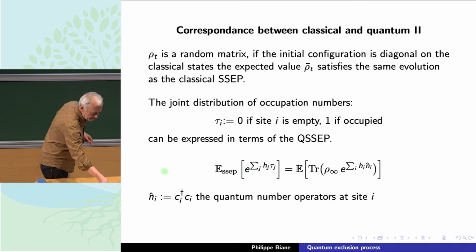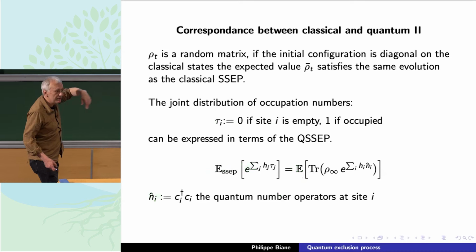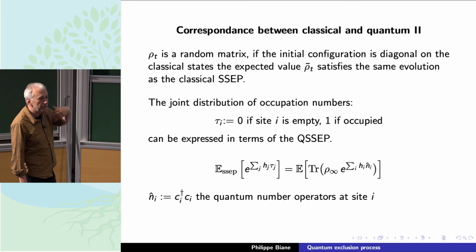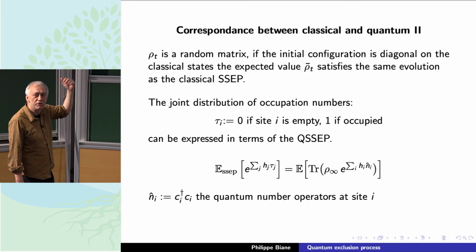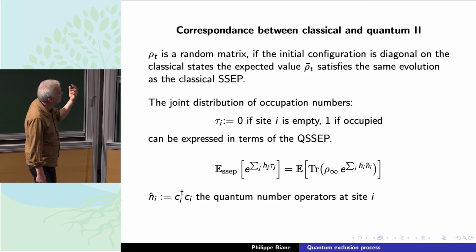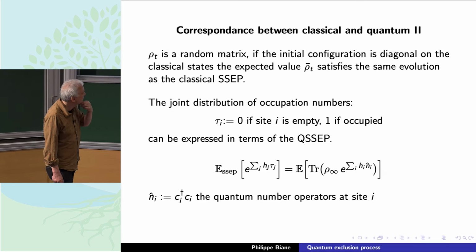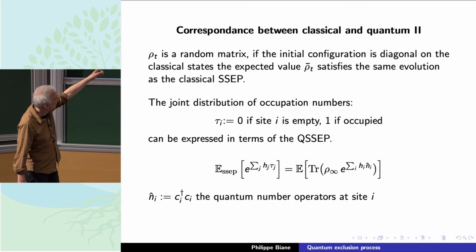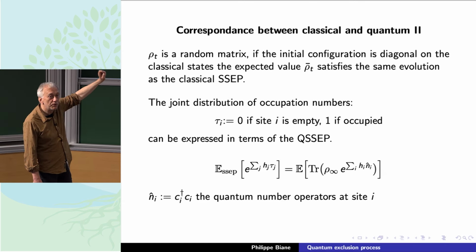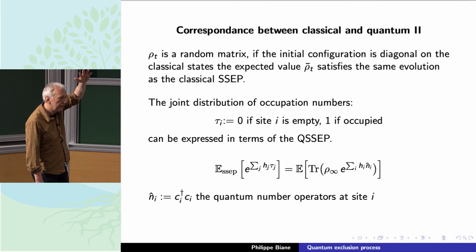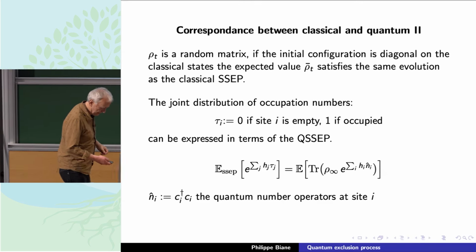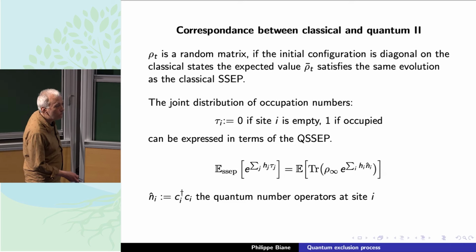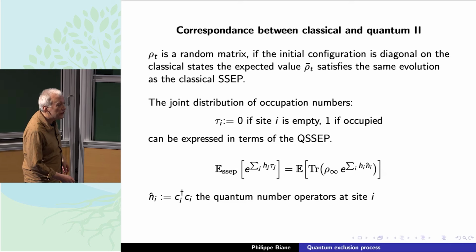So rho infinity is the limiting value of ρT. When T goes to infinity, it converges to a random Hermitian matrix, a random positive definite matrix, a random density matrix, and this tells you that actually you can represent the classical exclusion process in terms of the quantum. So the quantum is in some sense above the classical. It projects onto the classical process. And the expectation is on the Brownian motion? Yes.